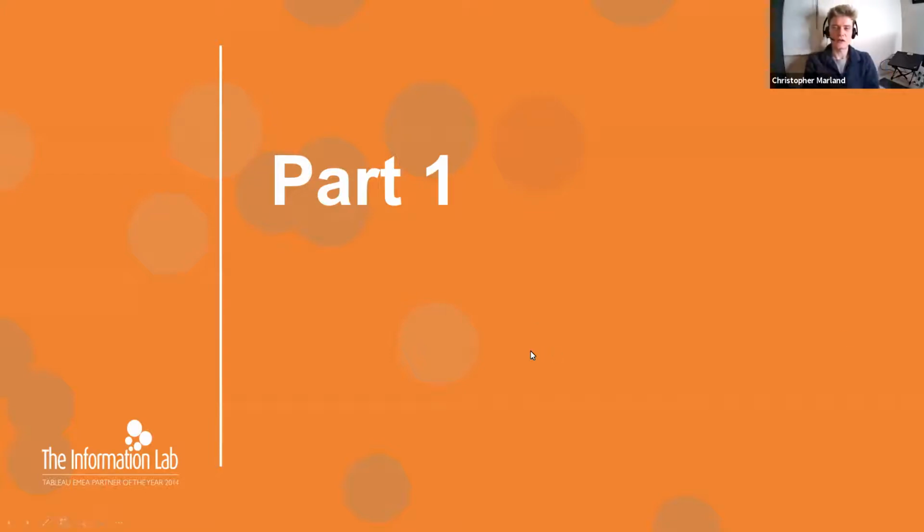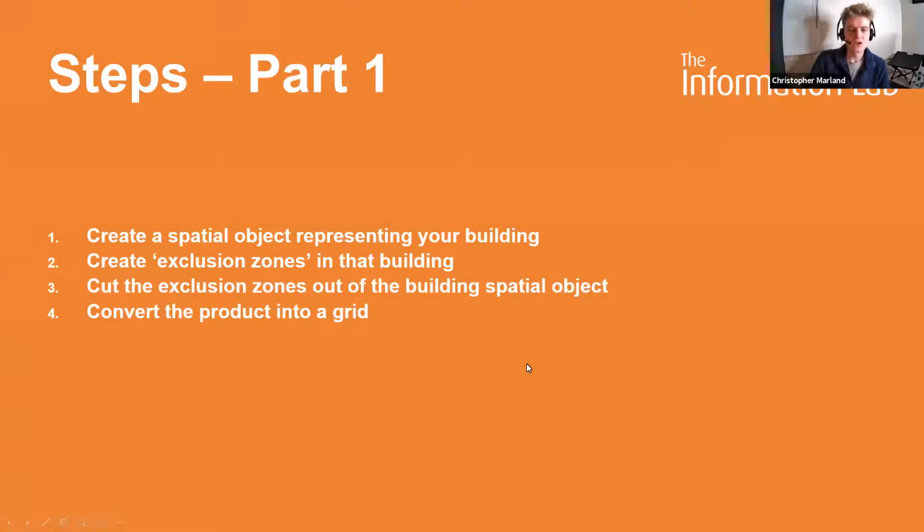So how did I do that, you may be asking? Well, here we go. These were the steps that I took. Create a spatial object representing the entire building, then create exclusion zones in that building. And exclusion zones are very important. These were spots where people could not be seated. Maybe there was a pillar there, maybe an altar, maybe a big statue. You don't want to sit someone on a statue. That would be very uncomfortable. So we needed these exclusion zones that would say people cannot sit here.